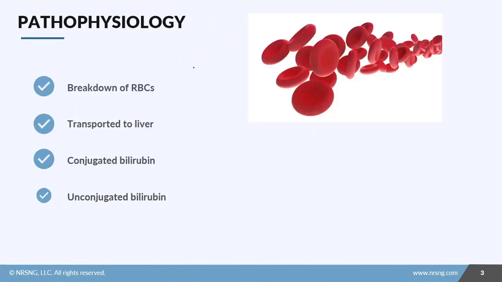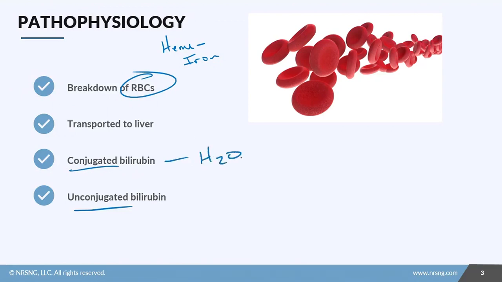So we have millions and millions of red blood cells in our body, and when they're broken down, part of that breakdown means that heme, the iron-containing compound, needs to be broken down further, and that is facilitated by bilirubin. Bilirubin comes in two forms, conjugated and unconjugated. The difference between these two is that conjugated bilirubin is water soluble.